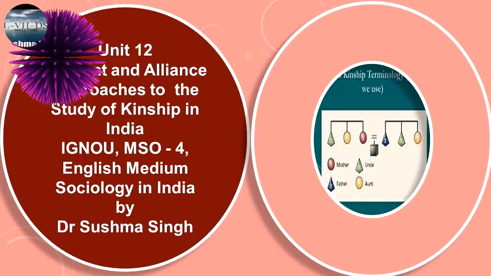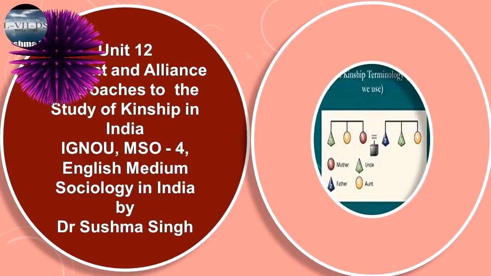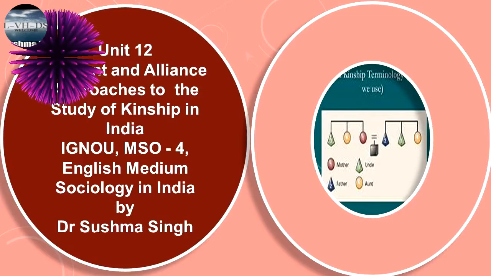Lineal relative refers to one's ascendants or descendants. Lineal relatives are those who belong to the same ancestral stock in a direct line of descent.